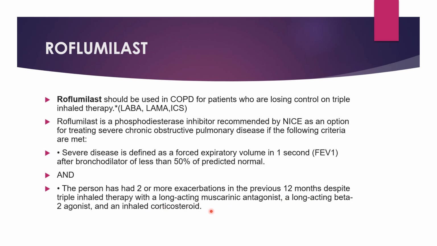So these are the two indications of roflumilast. These both need to be there in the patient to start this drug. So repeatedly MCQs have been asked on this topic, where the patient will have uncontrolled COPD who is on this triple inhaled therapy, and they will be asking you for the next best appropriate line of management. Mainly in the MRCP part 2, these kind of MCQs can come up. So don't forget about this roflumilast.